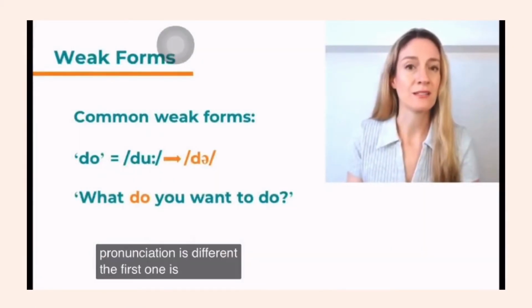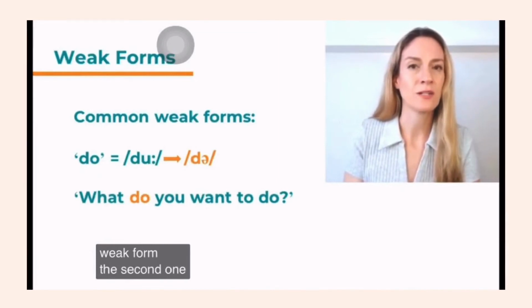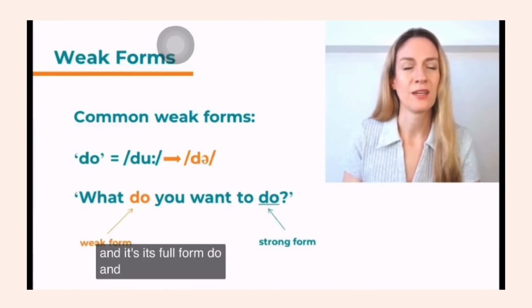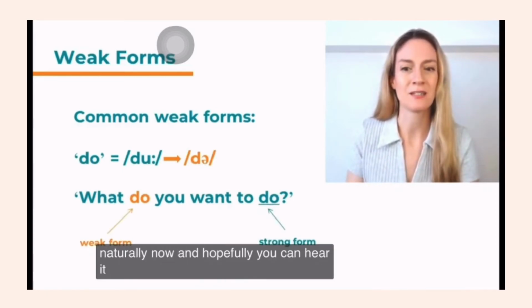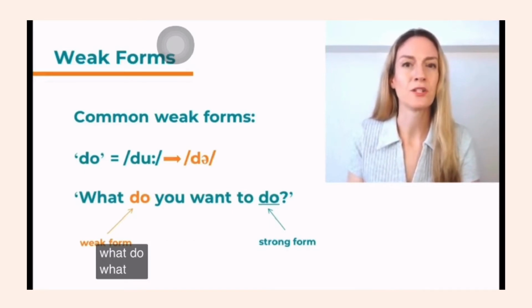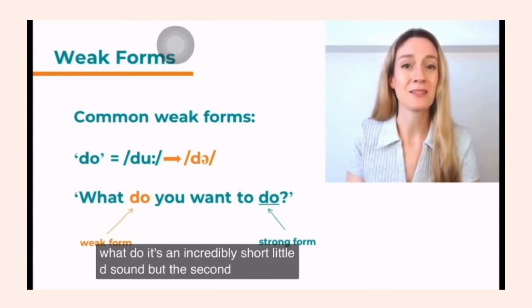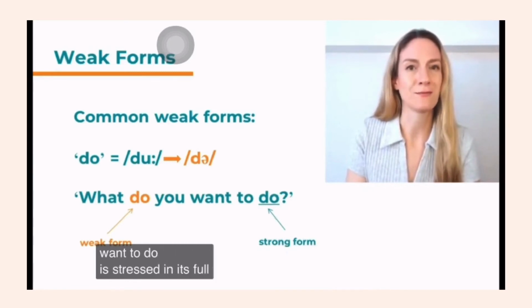The first one is unstressed, it's in its weak form, d. The second one is stressed, and it's in its full form, do. And I'm going to say the sentence out naturally now, and hopefully you can hear it. What do you want to do? What do you want to do? What do you want to do? What d'you? It's an incredibly short little d sound, but the second one, what do you want to do, is stressed in its full form.